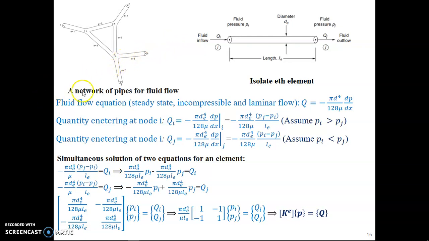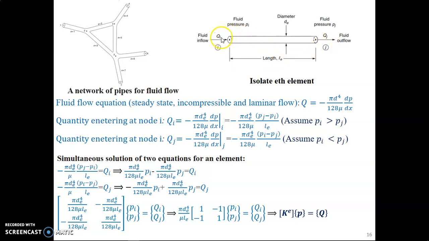Let us consider another example for building the elemental equation. This time we will be considering the flow of a fluid through a network of pipes. In this system we will be having 7 nodes and 7 elements which are interconnected to each other. Let us isolate any element from this network of pipes. The length of the element is Le, i is the input node and j is the output node.